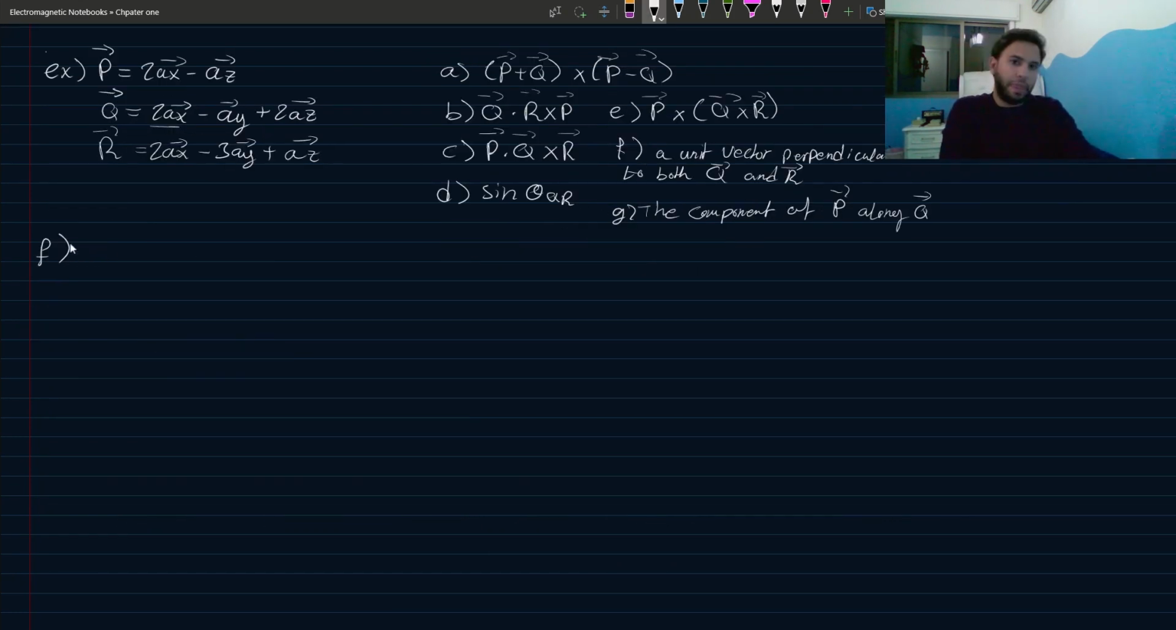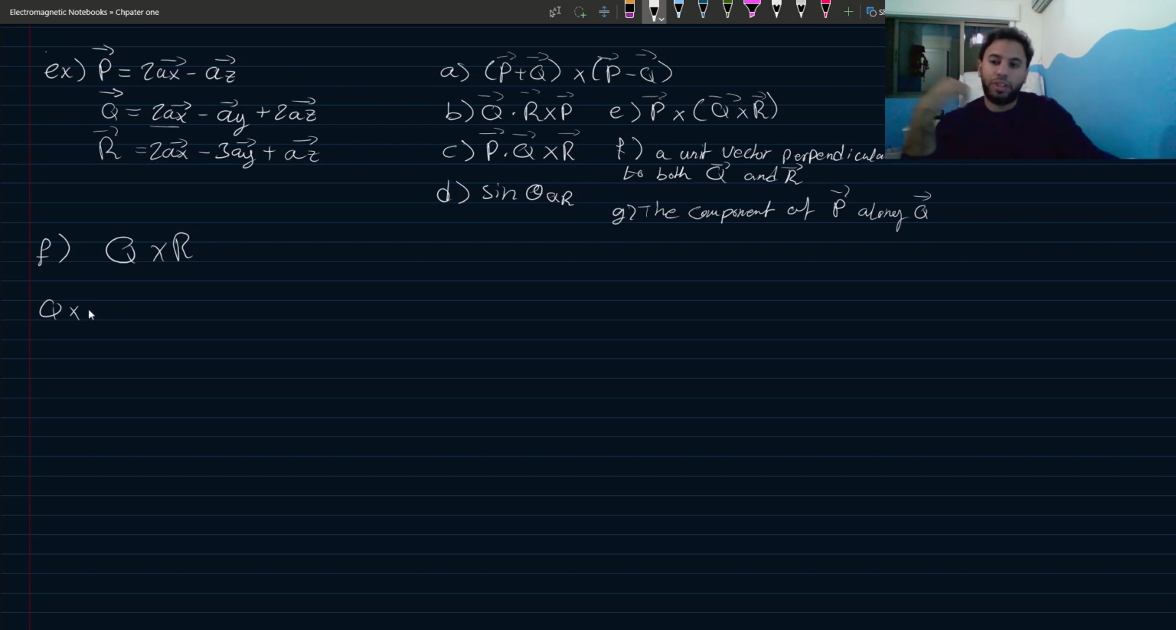Now F, a unit vector that is perpendicular to both Q and R. What is something? When we do them together, we get a perpendicular answer, cross multiplication. So we need to cross Q and R and find the unit vector of that answer. So let's get into it.